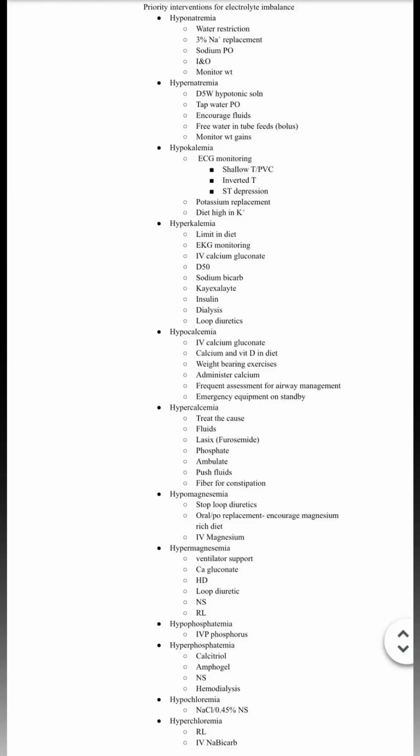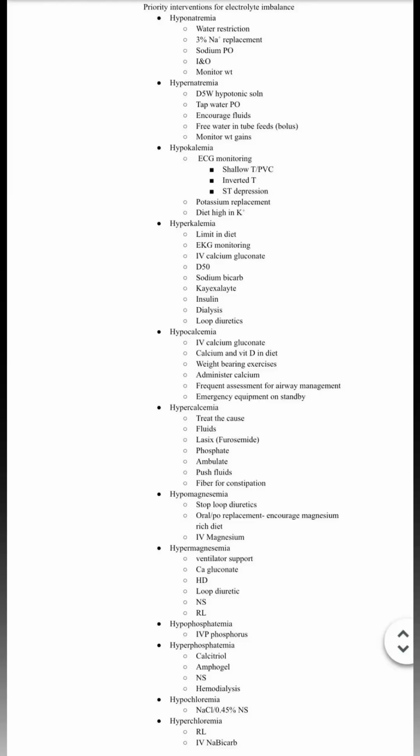Regarding magnesium imbalances, let's start with hypomagnesemia, levels below 1.3. Your primary interventions include discontinuing loop diuretics, promoting magnesium-rich food intake, and providing oral or IV magnesium supplementation as needed. With hypermagnesemia, levels above 2.3, respiratory function requires careful monitoring as ventilator support may become necessary. Treatment involves administering calcium gluconate to counteract magnesium's effects, potentially utilizing dialysis in severe cases, and combining loop diuretics with IV fluids to enhance magnesium excretion.